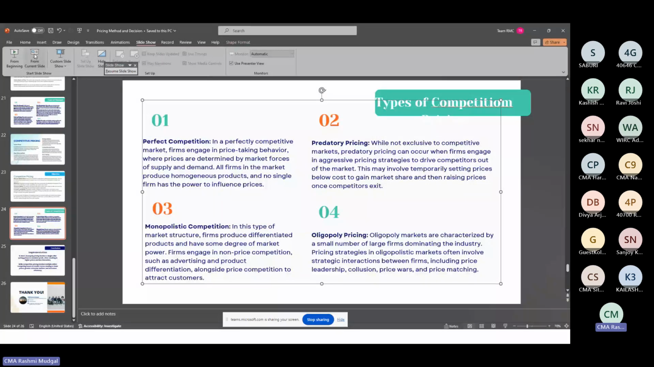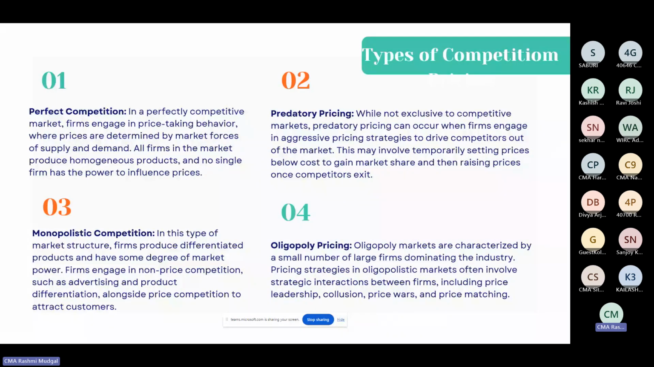So firstly, this is the perfect competition. In a perfect competition market, firms engage in price-taking behavior, where prices are determined by the market forces of supply and demand. All firms in the market produce homogeneous products. No single firm has the power to influence the price. There is sugar which is available at the rate of 45, and it is available in every market at 45, 44 or 46. So there is no big change between the prices, and the sugar is also the same.